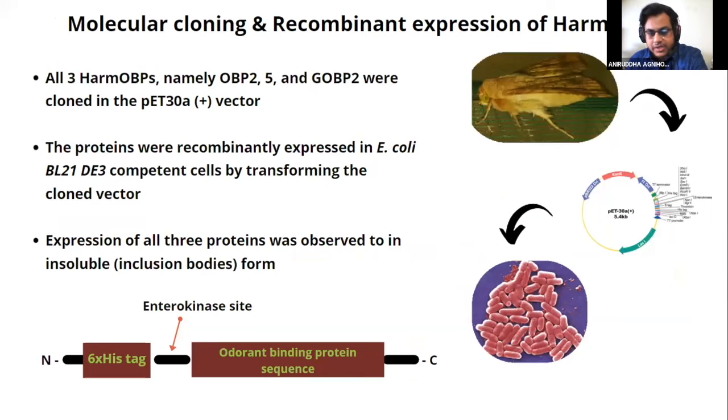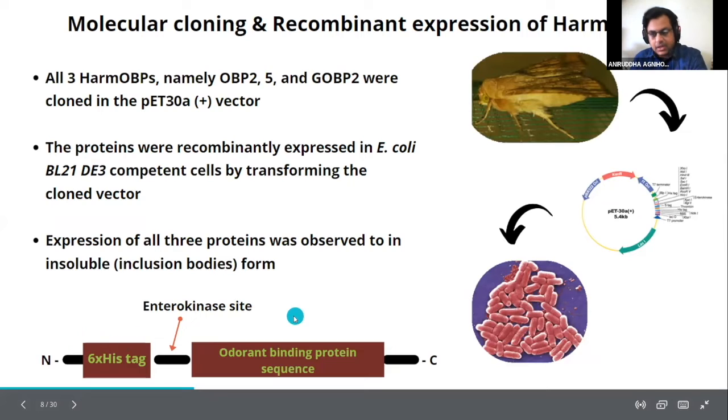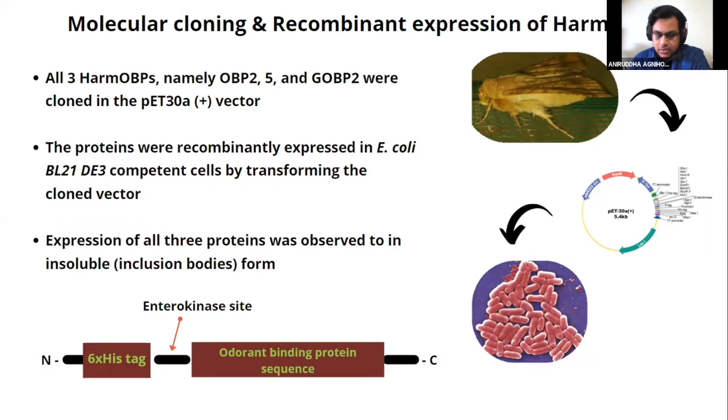The strategy here was to express them in an E. coli host using a bacterial vector, which is the pET30a vector. The proteins were expressed along with a fusion partner, which is a 6-histidine tag. The motive of having a tag on the protein was basically to use it to fish out the protein and do a purification using affinity chromatography. The host cell that was chosen was E. coli BL21 DE3 competent cells.